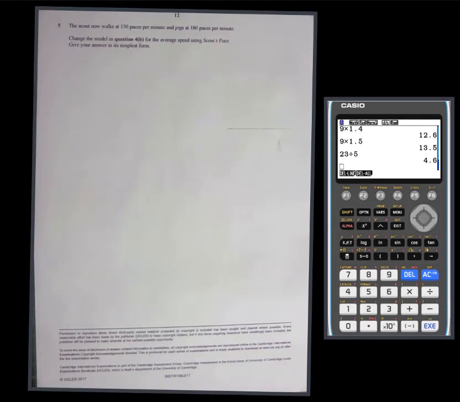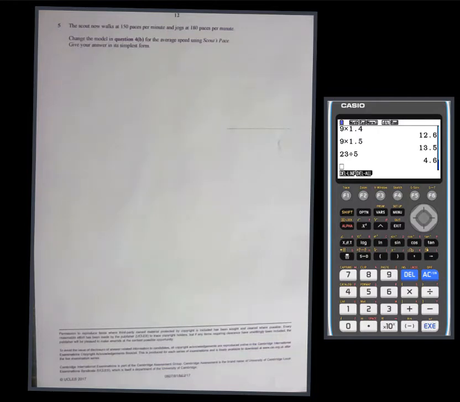Number 5. The Scout now walks at 150 paces per minute and jogs at 180 paces per minute. Change the model in question 4b for the average speed using Scout's pace. Give your answer in the simplest form.